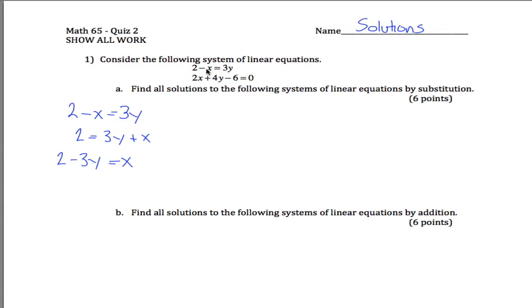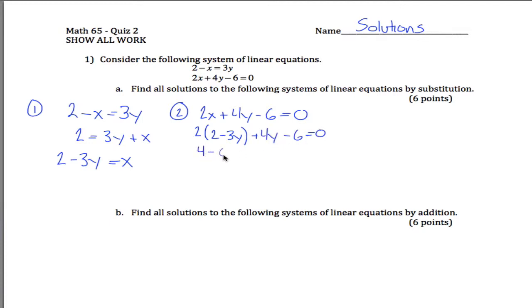And then what you do is you take your other equation. So my other equation is 2x plus 4y minus 6 equals 0. But instead of writing x, you write what x is equal to. So here's step 1. Here's step 2. X is 2 minus 3y. So I can say this is 2 times 2 minus 3y. Right? Instead of x, I can write what x is equal to. Plus 4y minus 6 equals 0.